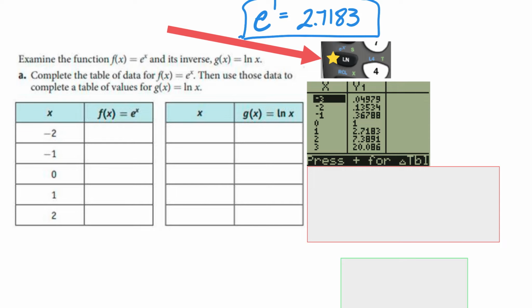So here are our input values. -2 is 0.135. -1 is 0.3678. 0, of course, is 1. Even Euler's number has to follow that category.